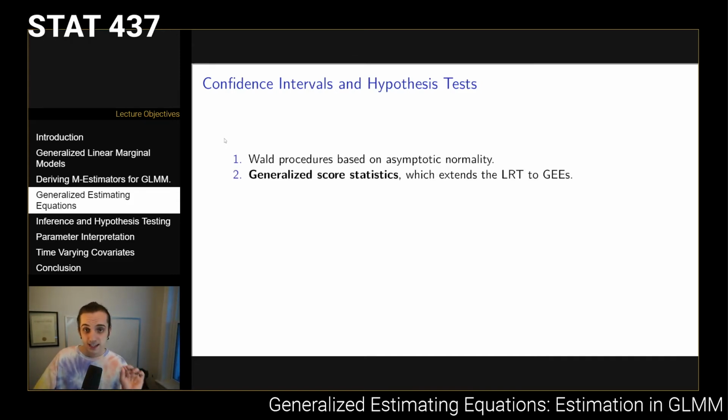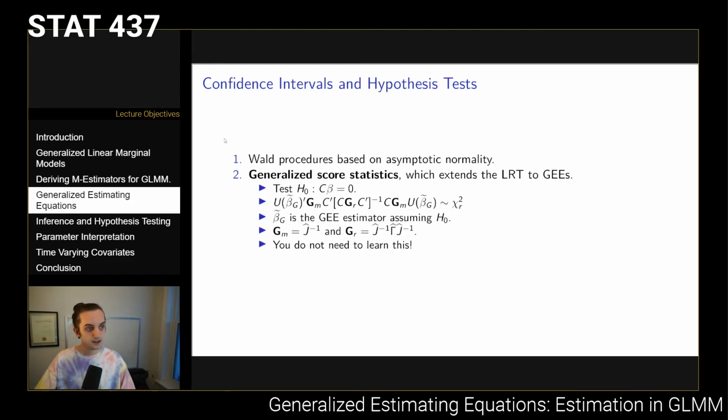Now, there is this idea of a generalized score statistic, which is sort of an extension of the likelihood ratio procedure to generalized estimating equations. Okay, so I'm going to put down the whole procedure here. I'll note this last line first. You don't actually need to learn this. And the reason that you don't need to learn this is twofold.